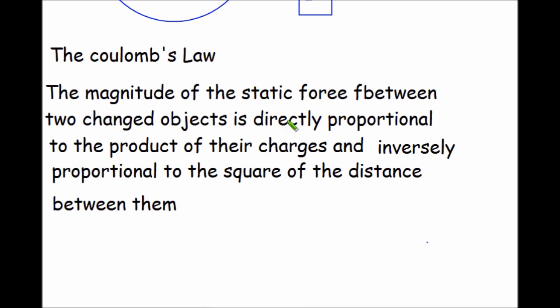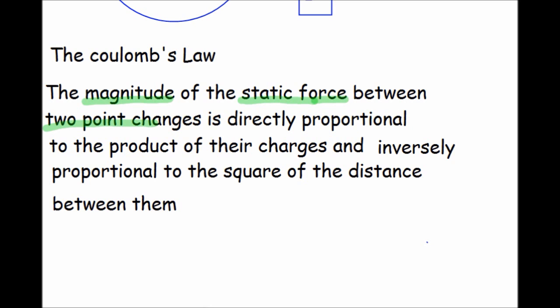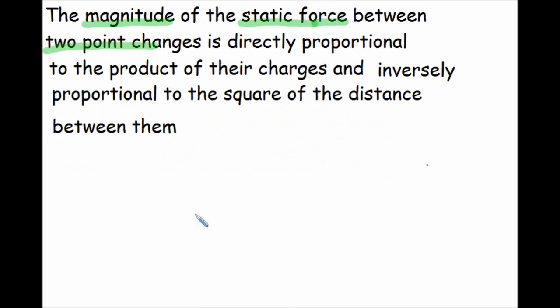So this is Coulomb's law. It says that the magnitude of the static force, if we represent this relationship using an equation, we say F is equal to K Q1, being the charge on the first object, times Q2, which is the charge on the second object, divided by R squared, R being the distance between the two objects.